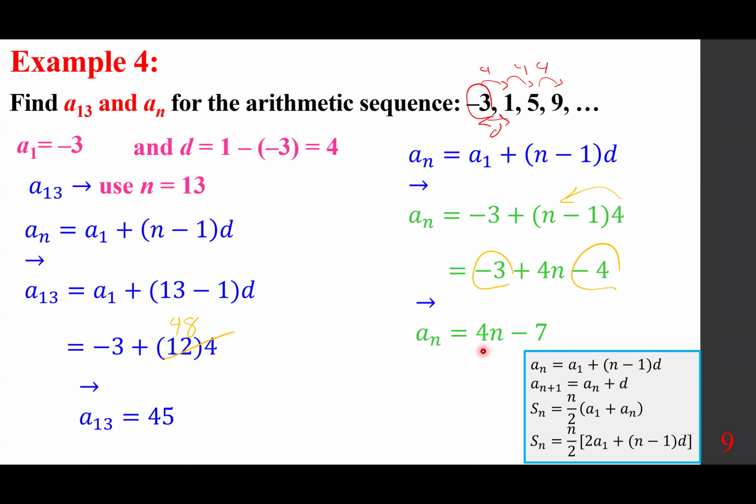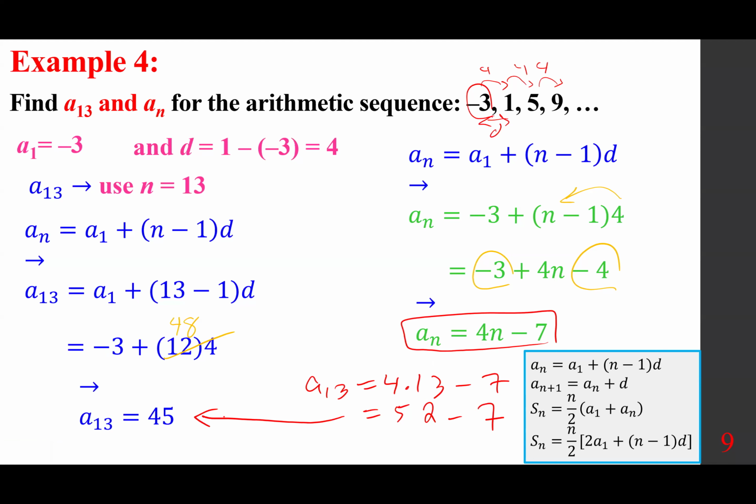Just for the sake of argument to see how that works, if I want to calculate a sub 13 using this, it means 4 times 13 minus 7, 52 minus 7. You're supposed to get 45. And that's, by the way, one way to check this.